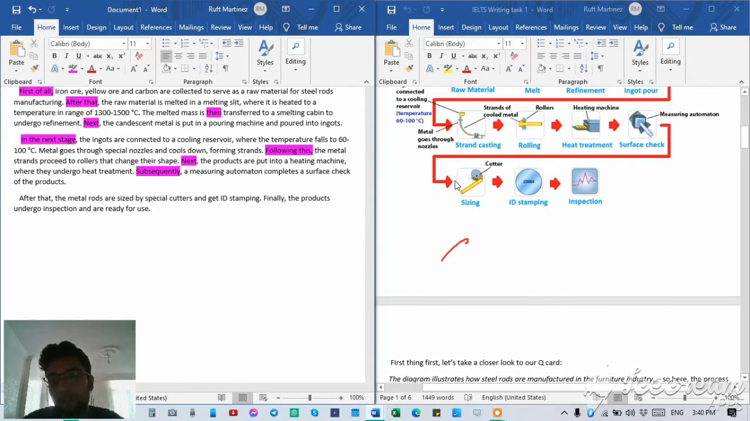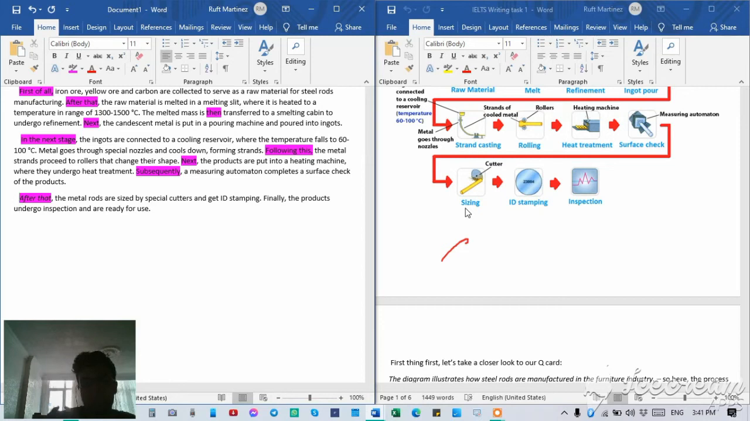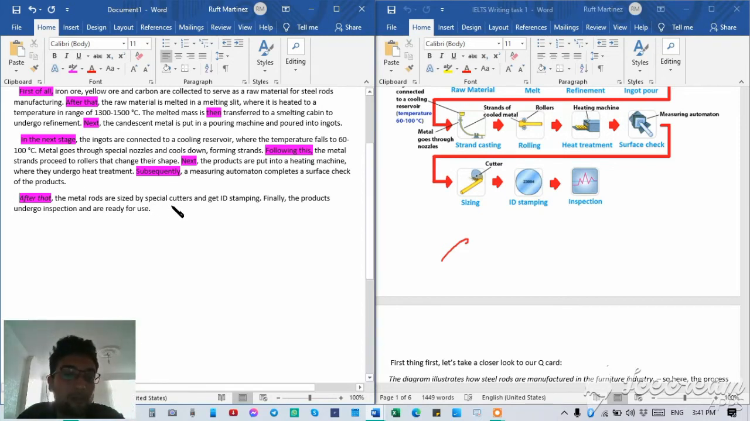Finally, the third process, which includes three stages. Stage number 9, 10, 11. There are 11 stages. After that, it's another connector. After that, metal rods are sized by cutters. Sizing, which means they are going to be cut. They're cut and their size is reduced. Metal rods are sized by special cutters. I connected sentences together by getting an ID stamp.